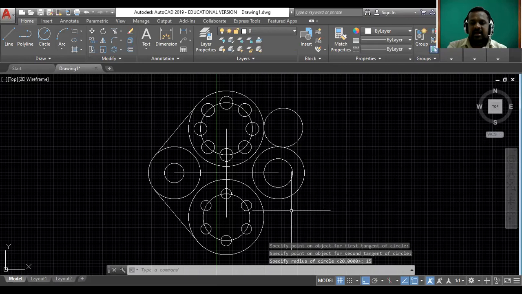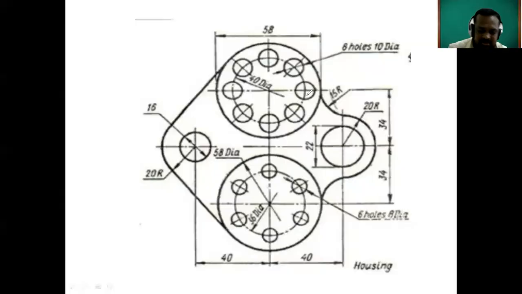It is correct. And on this side also, we have to draw the 10-10 circle. Check the quadrant. See, on this side also. How to draw? Above this line we have to click, and again on this side of this line. Okay. R15.